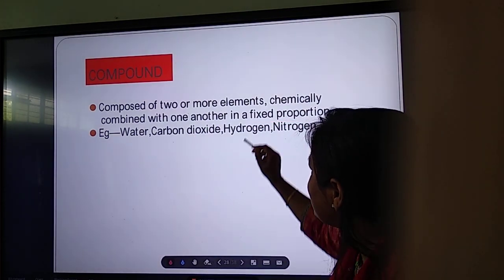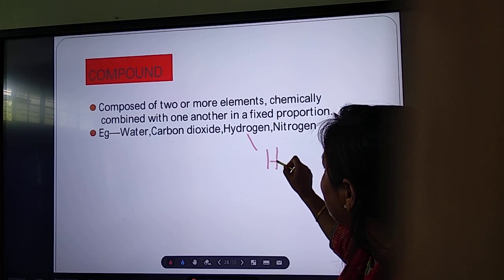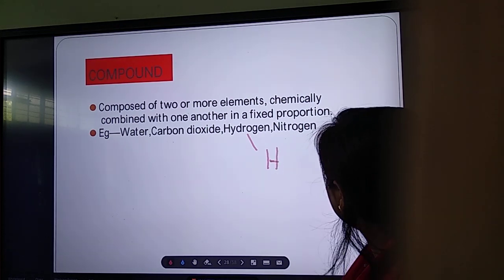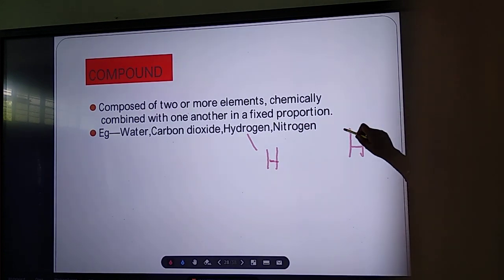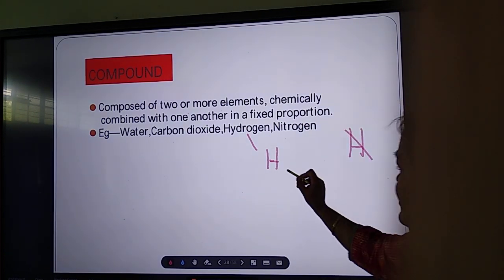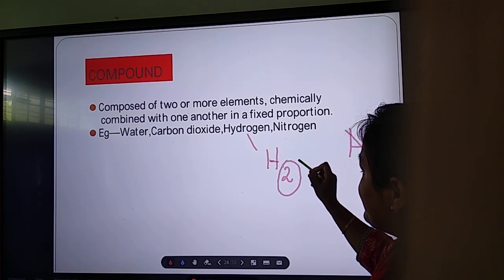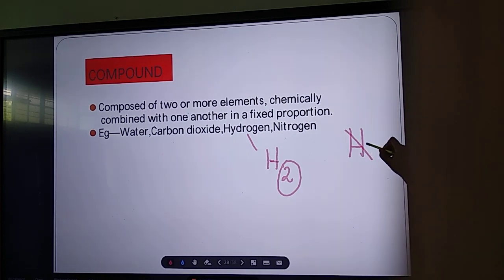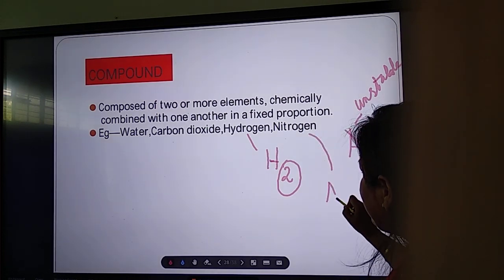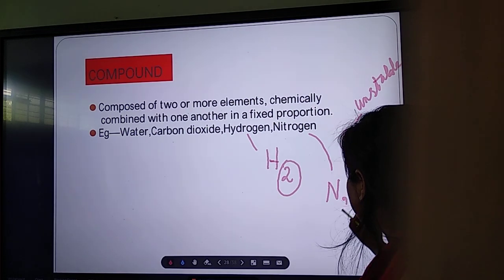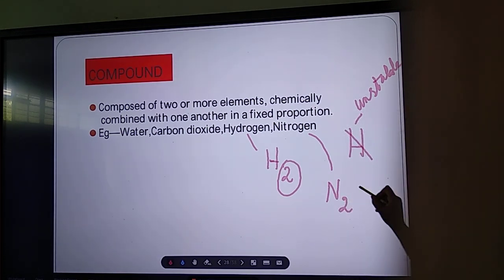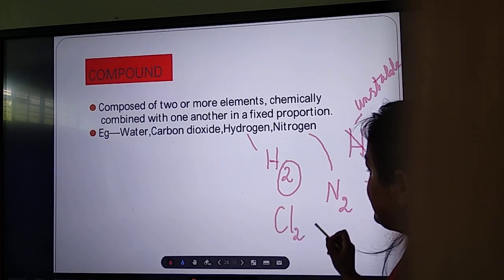The next, let's say hydrogen. When I say hydrogen molecule, this is an atom of hydrogen, but in nature you don't get a single atom of hydrogen. We always get a molecule of hydrogen, meaning 2 atoms of hydrogen combine together, because single hydrogen atoms have high energy and are highly unstable. In the same way, with nitrogen we always get 2 atoms of nitrogen combined because a single atom is unstable. Same way we get chlorine as Cl2, and so on.